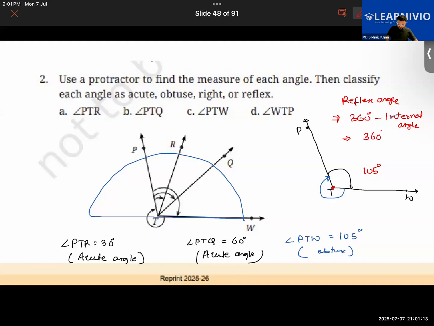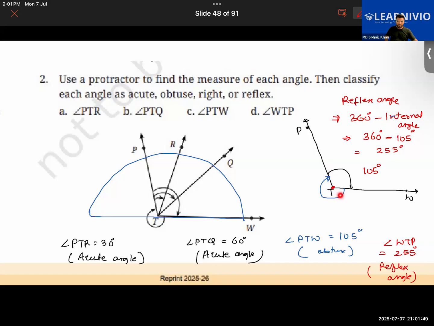360 degrees minus 105 degrees equals 255. 255 degrees, exactly. So the measurement of angle WTP is equal to 255 degrees. Okay, and since 255 is greater than 180 but less than 360, it is a reflex angle. It's clear to everyone now? Yes.